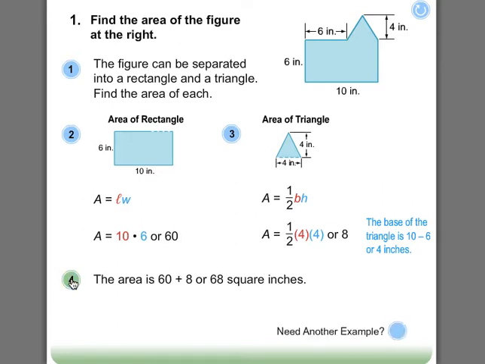Kept hitting it, and it was like disappearing. The area is 60 plus 8, or 68 square inches.